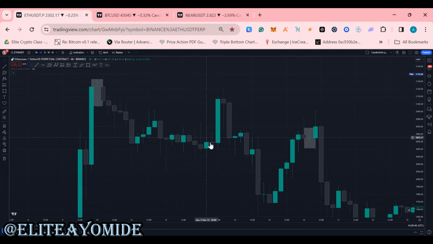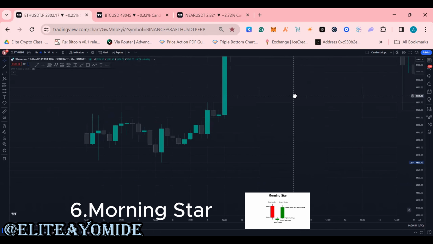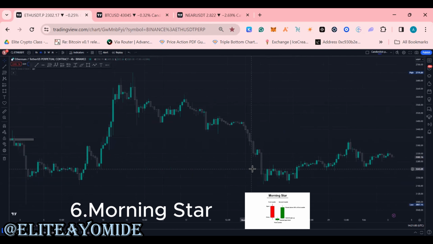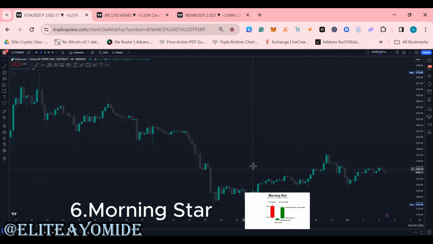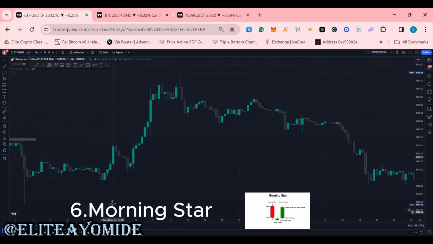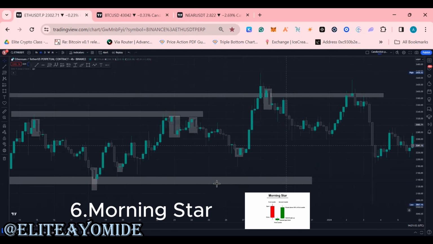Then the next set of candlesticks I'll be teaching you is what we call the morning star candlestick. The morning star candlestick comprises three kinds of candles, right? The first one is usually bearish. The second one is more of indecision, while the last one is bullish. That is what makes it: bearish, indecision, bullish. Now let me show you guys.